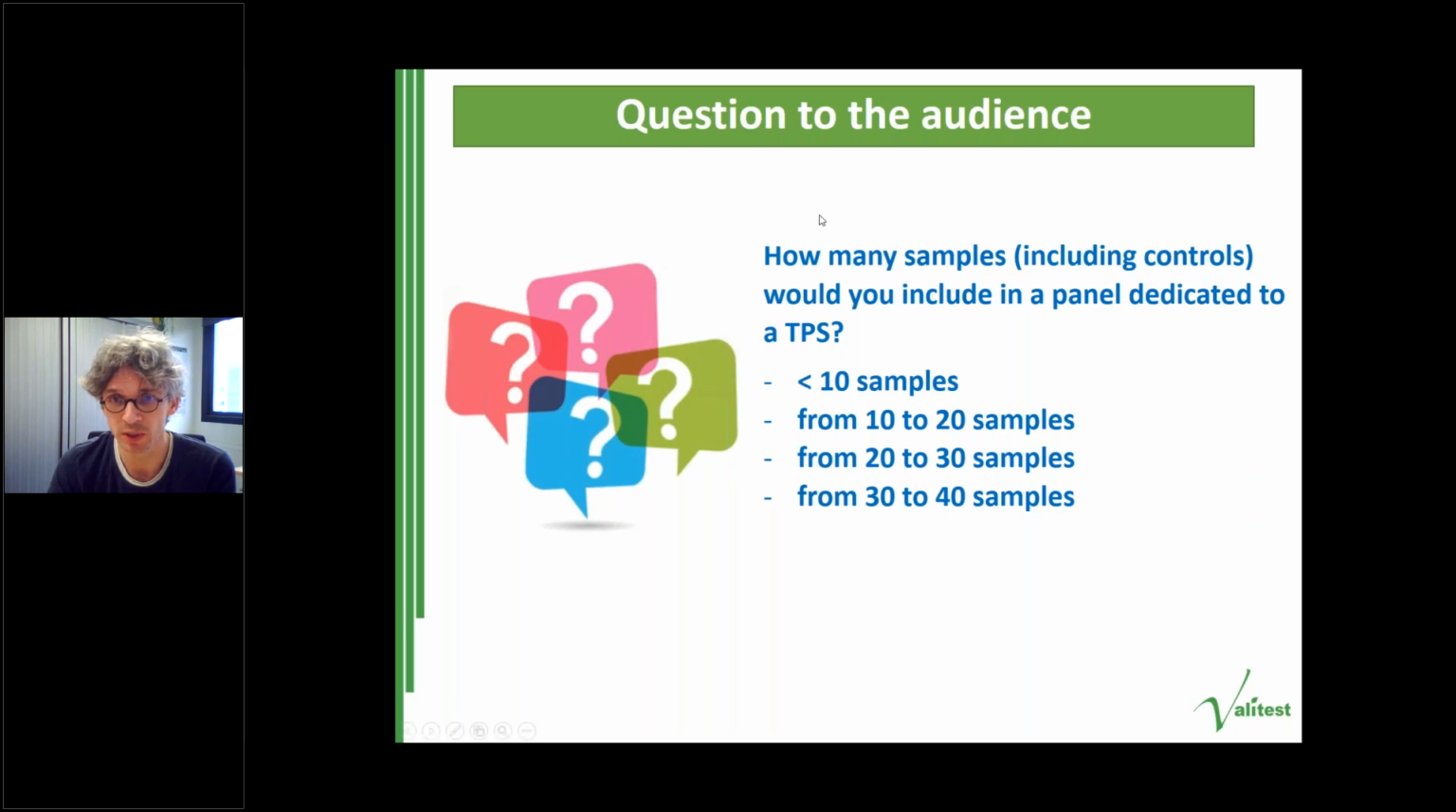The first question is, how many samples, including the controls, would you include in a panel dedicated to a TPS? Would it be less than 10 samples, 10 to 20, 20 to 30, or 30 to 40?